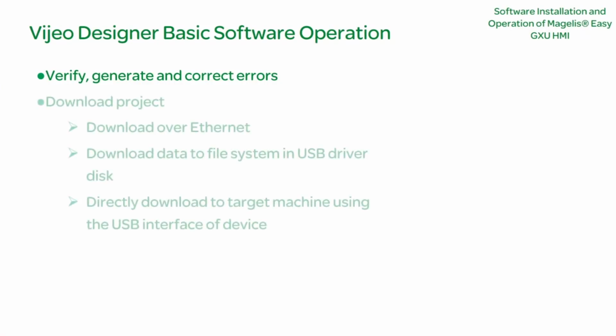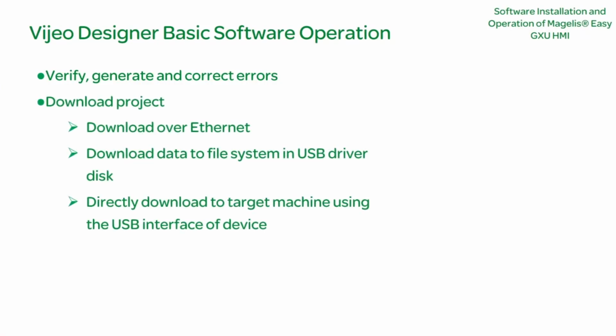Now, let's discuss how to use Vijeo Designer Basic software to download projects. To send applications to their targets, one of the following download methods can be used. Download over an Ethernet network. Download file system to a USB disk. Direct download to a target machine via device USB port.